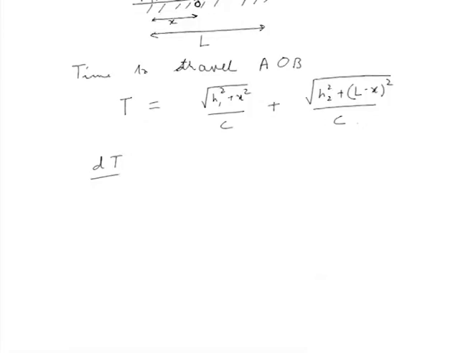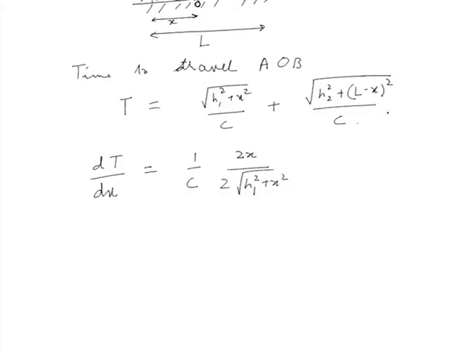Now, what do I do? I say that the time compared to its neighboring or nearby paths is going to be an extremum. So let me take dt/dx. I take 1/c out, since the speed of light is a constant, and differentiate the expression in the square root. I will have 2x at the top, and 2 times the square root of h1 squared plus x squared in the denominator.